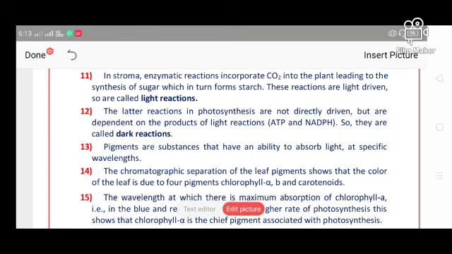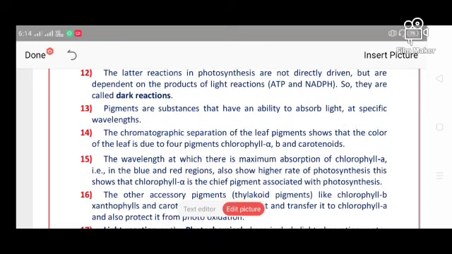Okay, so next one is pigments. Pigments are substances that have the ability to absorb light at a specific wavelength. So there are different pigments in the leaves of the plant. Okay, so there are photosystems also, which trap the light or absorb the light at a specific wavelength. So the chromatographic separation of the leaf pigments shows that the different colors of the leaves are due to four pigments: chlorophyll a, chlorophyll b, xanthophylls and carotenoids. Okay, so you have to remember these things.